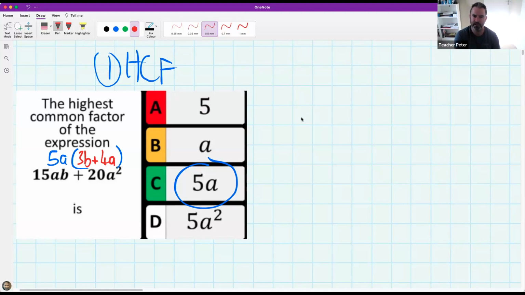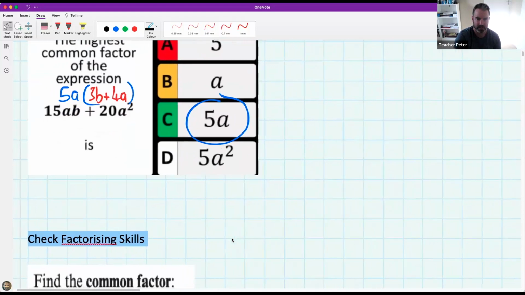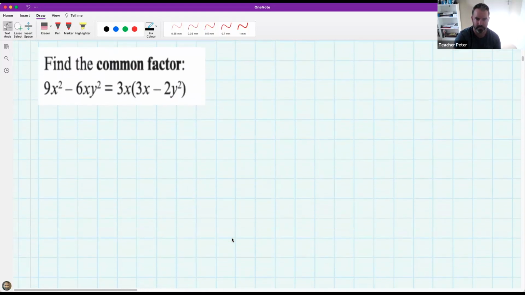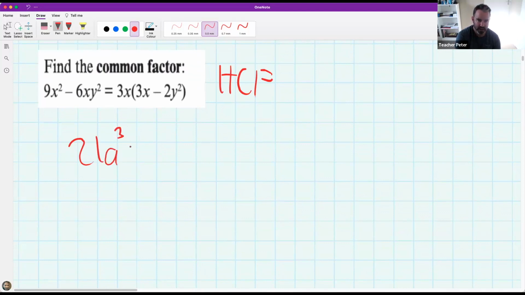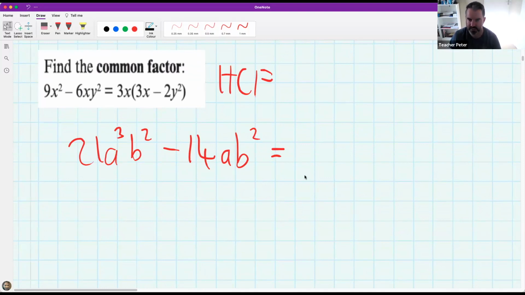And let me just make up a little bit of a harder one here to test your factorizing out. Okay, that's a harder one. That's another example of using HCF. I'm going to make a custom one up for you guys. So if I said 21a cubed b squared minus 14ab squared, can you factorize that for me? And tell me done. You're done in the chat when you're done.